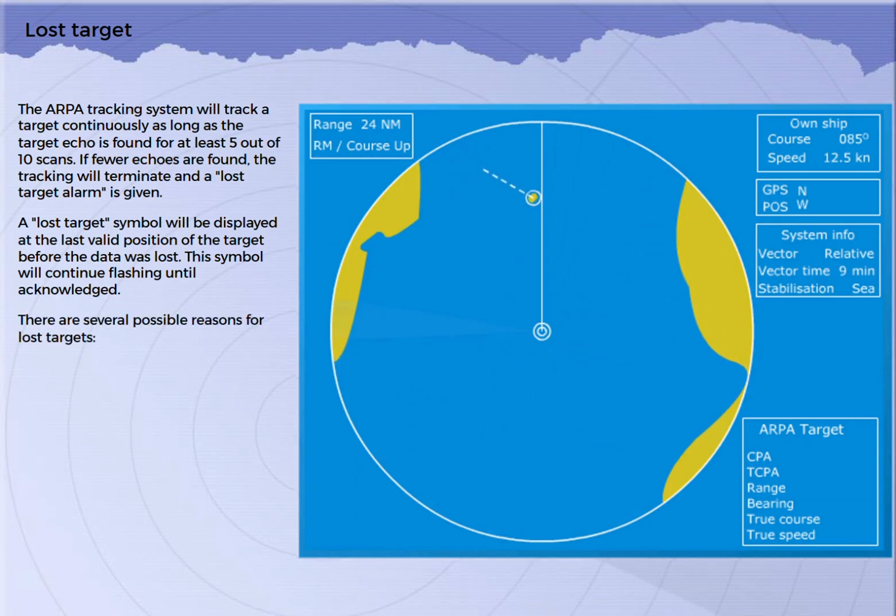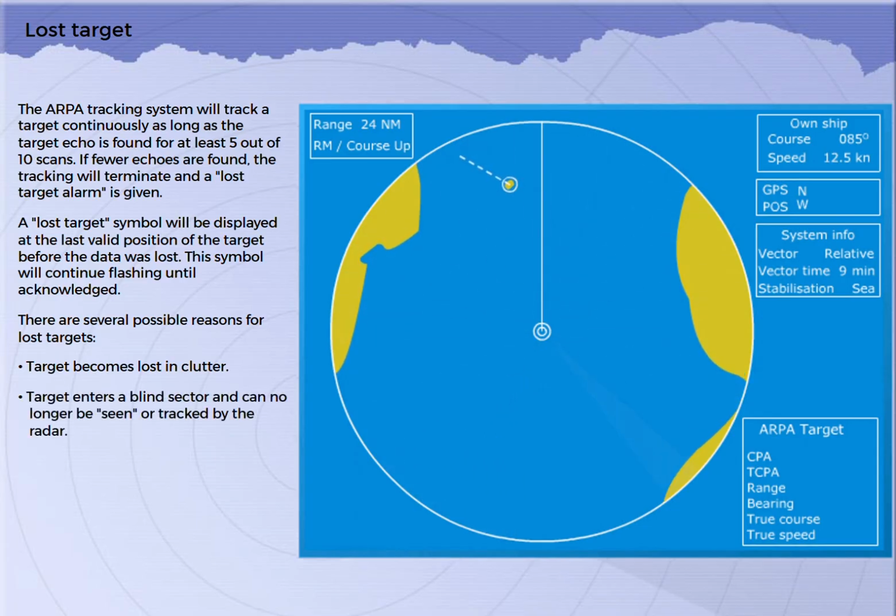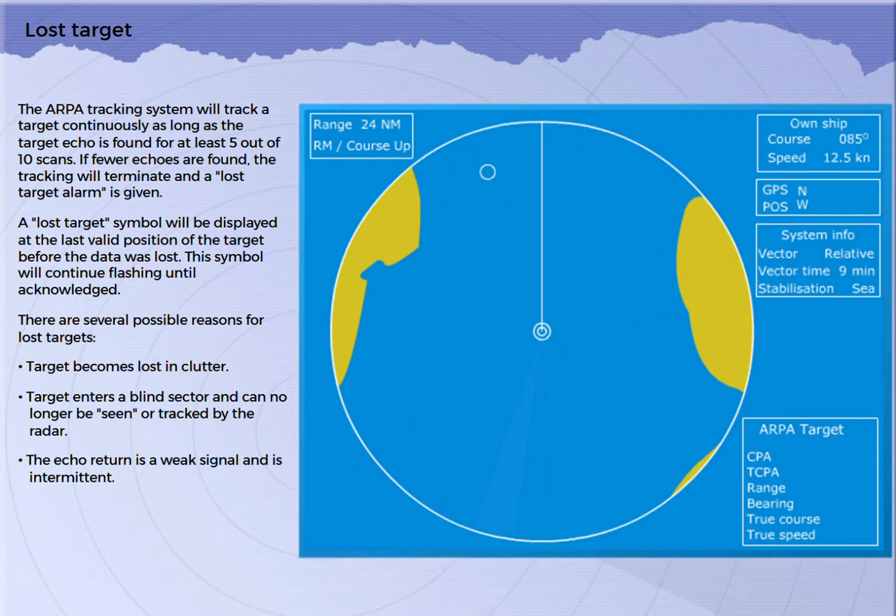There are several possible reasons for lost targets. Target becomes lost in clutter. Target enters a blind sector and can no longer be seen or tracked by the radar. The echo return is a weak signal and is intermittent. Targets that move out of radar range shall not trigger a lost target alarm.